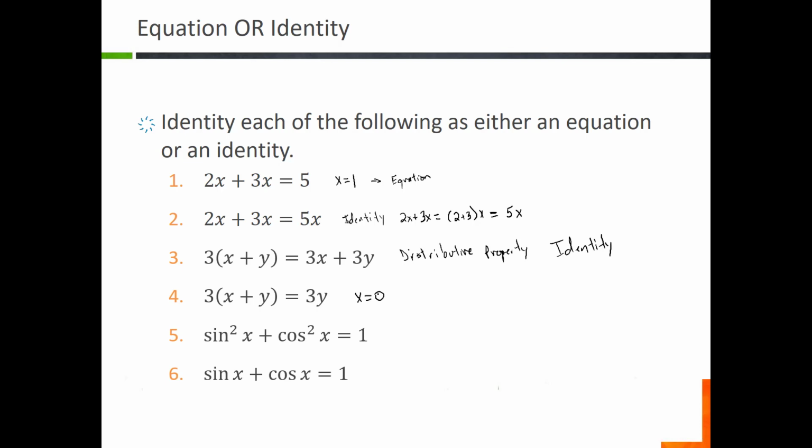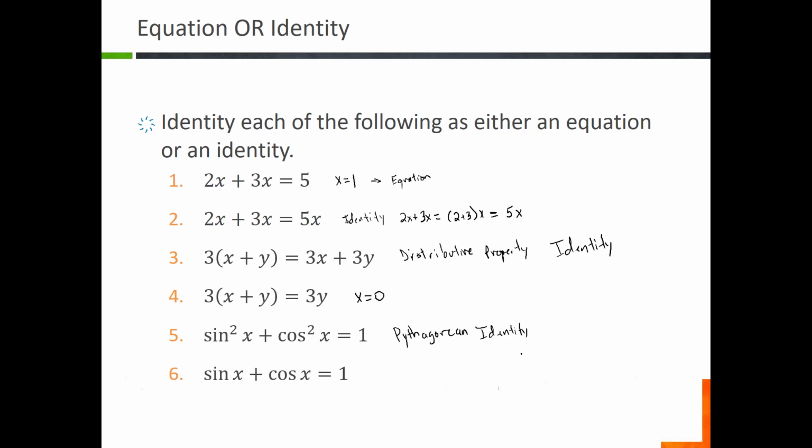All right, let's look at 2 more. What if we had sine squared plus cosine squared is equal to 1? Well, we actually already know this one. We've talked about it in a previous lesson. This is a Pythagorean identity. So we already know this one's an identity.